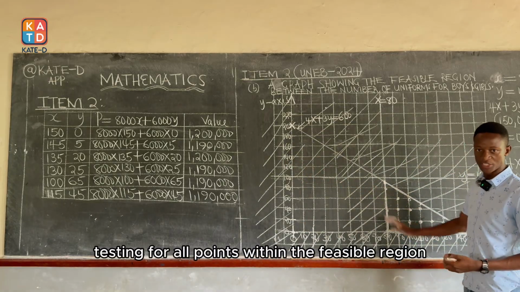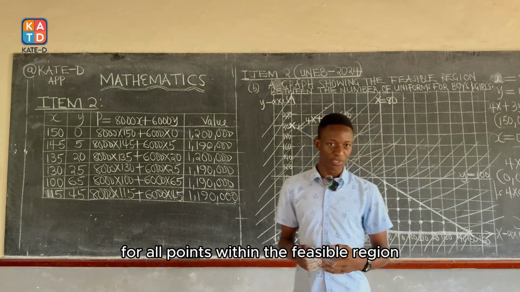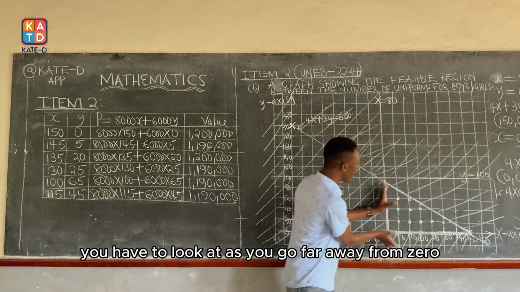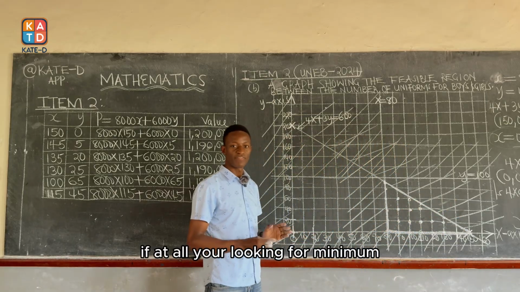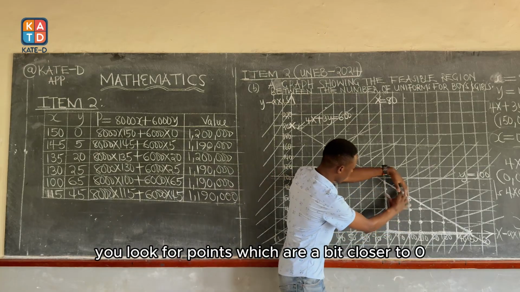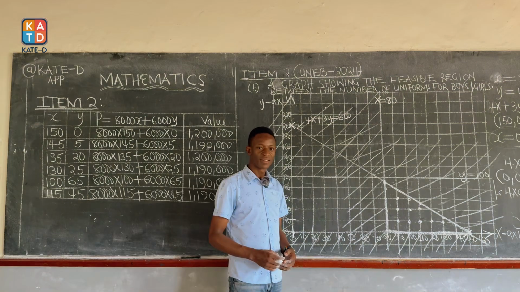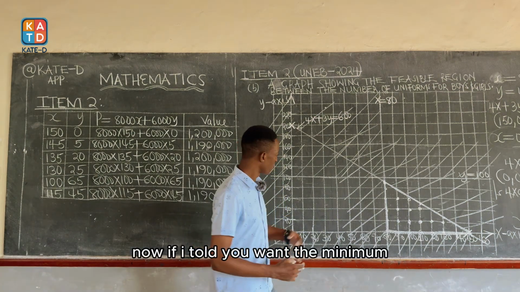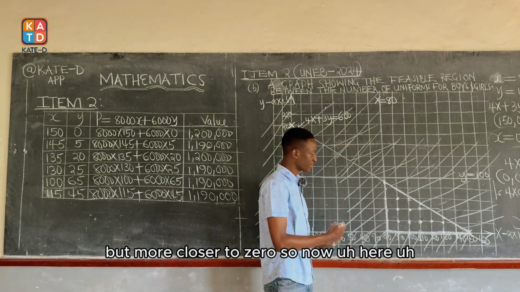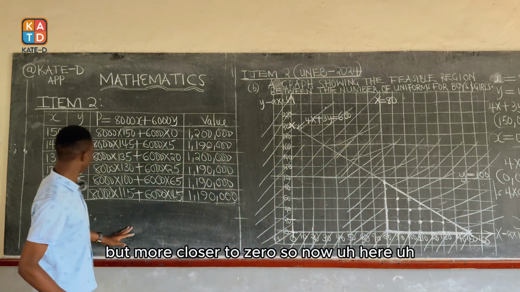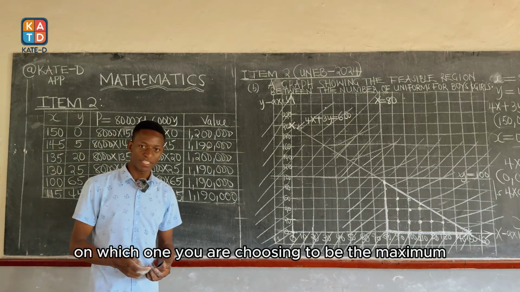Now here, as a candidate, you need to choose which one is the maximum profit after looking at testing for all points within the feasible region. But when you're testing for all points within the feasible region, you have to look at, as you go far away from zero, that's when you can get the maximum. If at all you are looking for minimum, you look for points which are a bit closer to zero, but still within the feasible region. So now, here, you need to be keen on which one you are choosing to be the maximum.